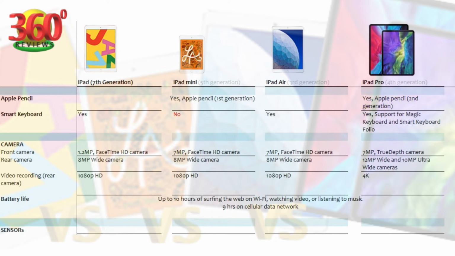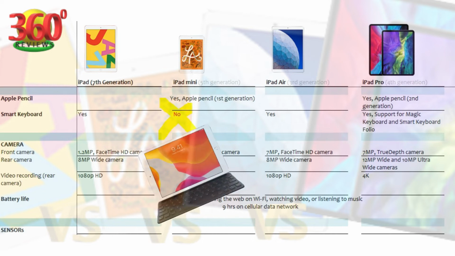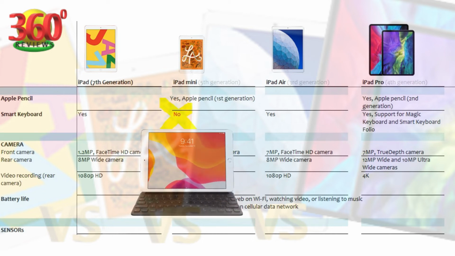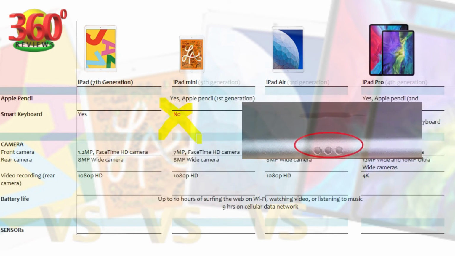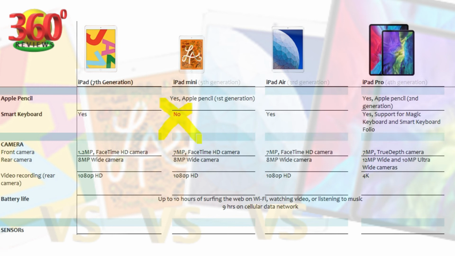All these models also support the Smart Keyboard except for the iPad mini. Again, you can still opt for a Bluetooth keyboard instead. Smart keyboards are basically the ones which attach to the iPad magnetically. In this image there are three dots which are circled, and those are nothing but the smart connector. So the Smart Keyboard effectively doesn't need any switches, plugs or pairing. iPad Pro also supports the Magic Keyboard, which additionally has a trackpad on the keyboard.